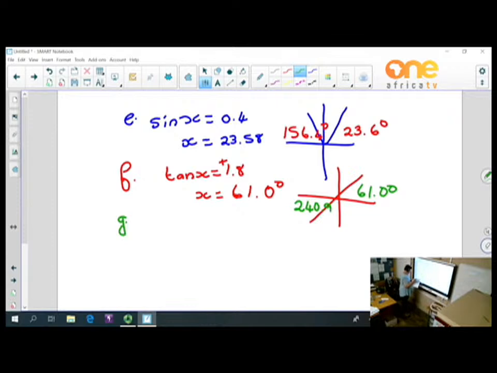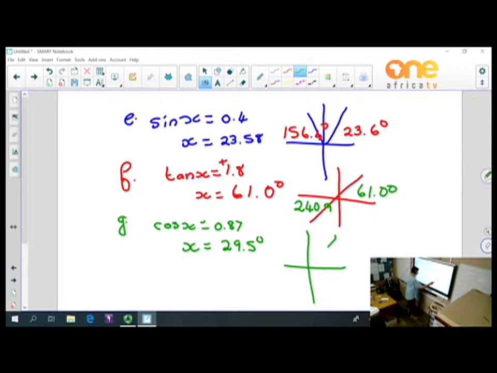G, cosine x is equal to 0.87. Second function cosine, so the key angle is 29.5. Draw. Where is cosine positive? In those two quadrants. So that one is 29.5. How do I get this one? According to the butterfly story, 360 minus, and it's 330.5 degrees.